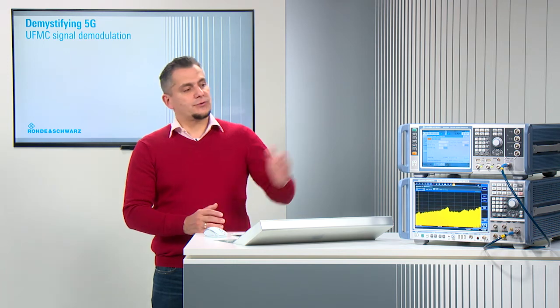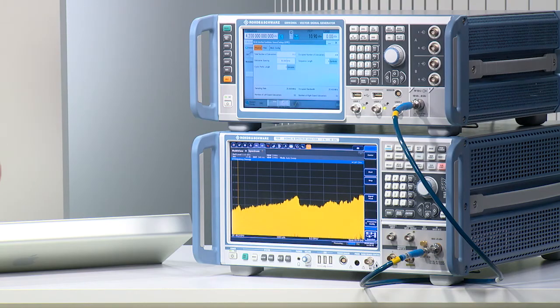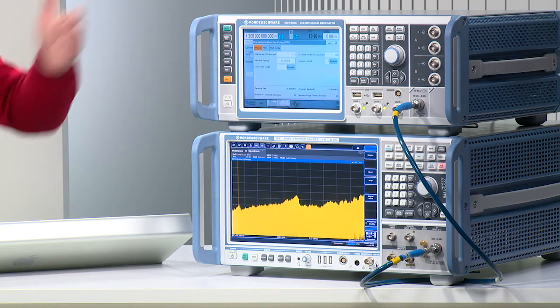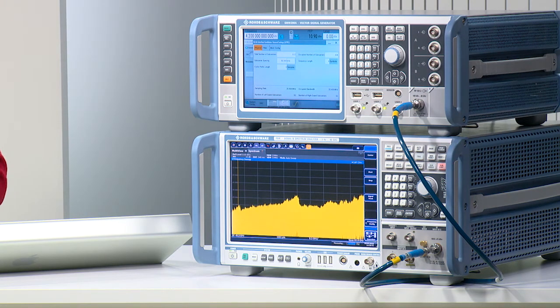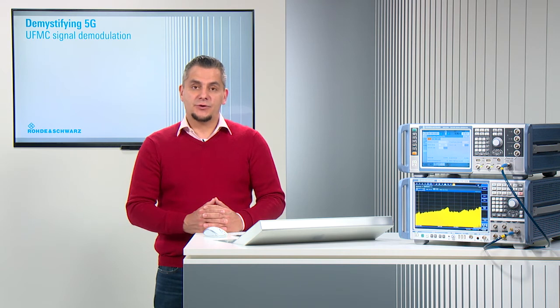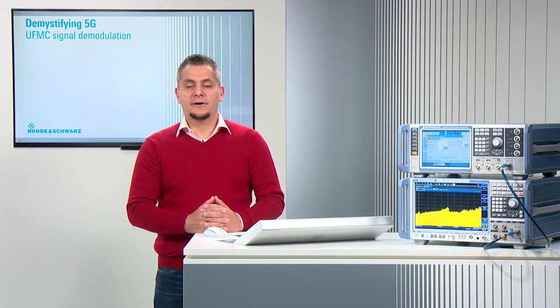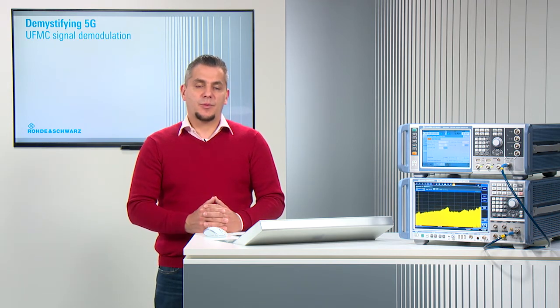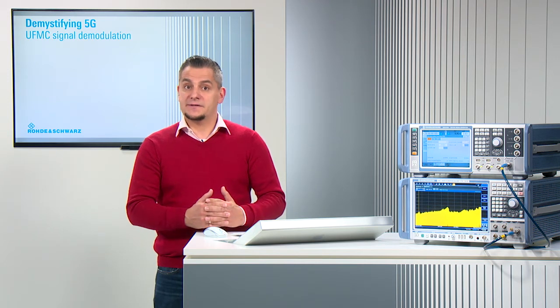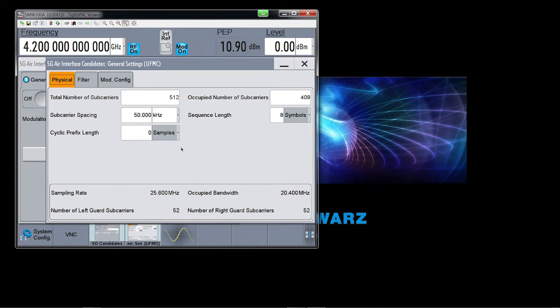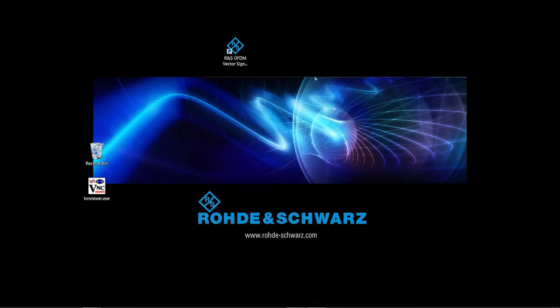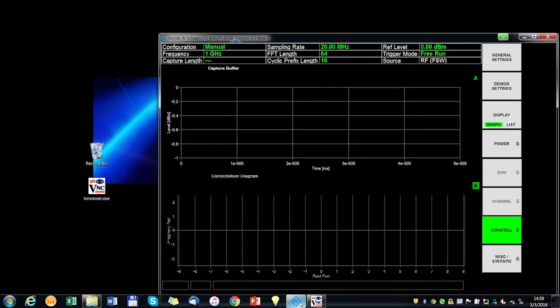First of all, I brought you a setup here, which is the SMW and FSW, the signal generator and analyzer. Our signal generator is currently generating a UFMC signal, and the FSW will be used to analyze this signal. With the FSW, I'm using a software tool called OFDM Vector Signal Analysis Software, K96, which has the capabilities of analyzing a UFMC signal. Let's take a look. What you basically see here is the default configuration on our signal generator. I picked the frequency 4.2 gigahertz and the power level. Let's take a look at the OFDM software here, the K96.